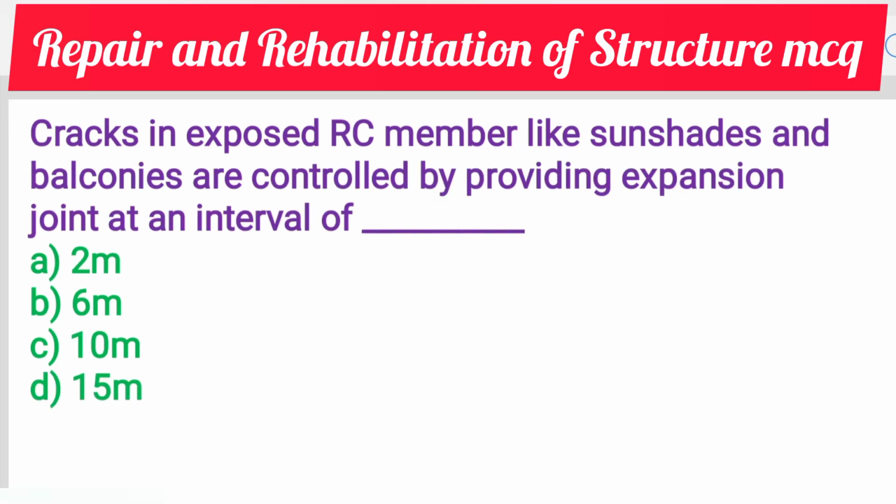Next question, cracks in exposed RC members like sunshades and balconies are controlled by providing expansion joints at the interval of option A 2 meter, option B 6 meter, option C 10 meter, option D 15 meter. So the correct answer is option B 6 meter.